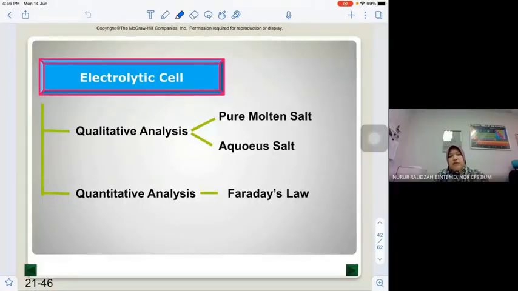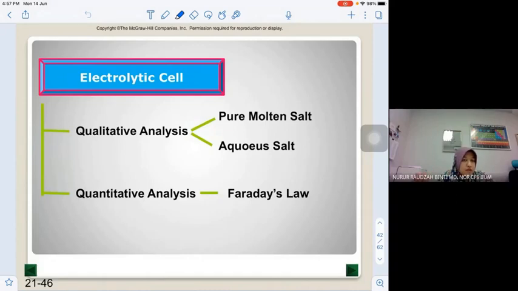This is the second part of the electrochemistry topic. We know that there are two types of electrochemical cell. The first one is the voltaic cell that we have discussed, and this second part is the electrolytic cell. This part on the electrolytic cell is divided into two parts.